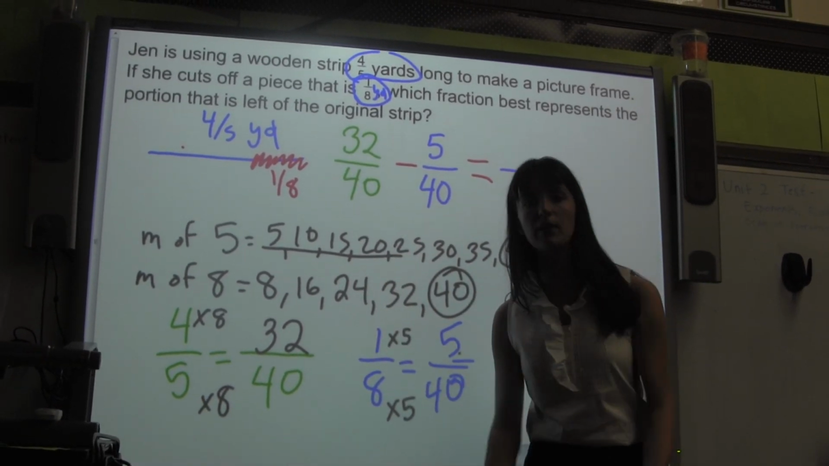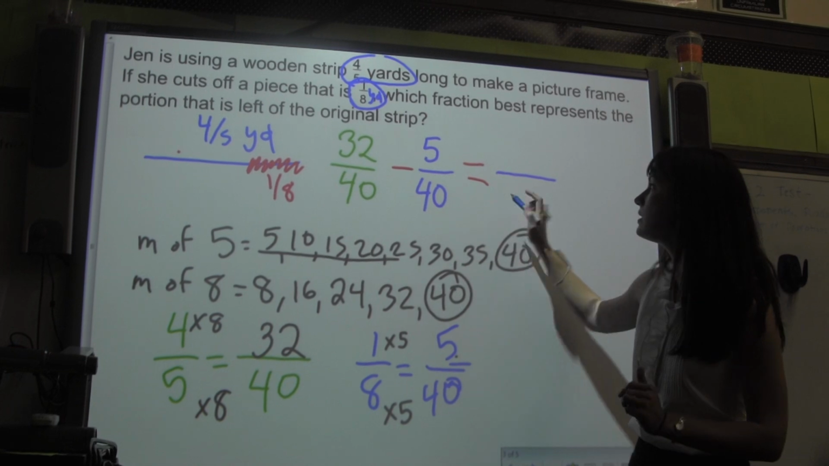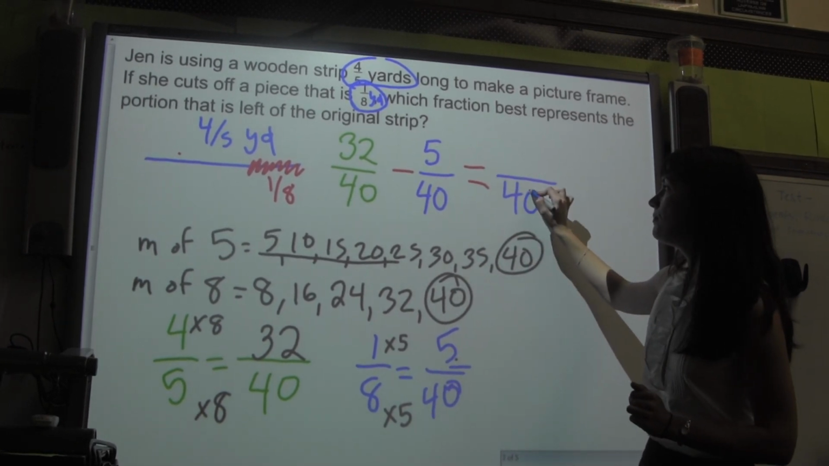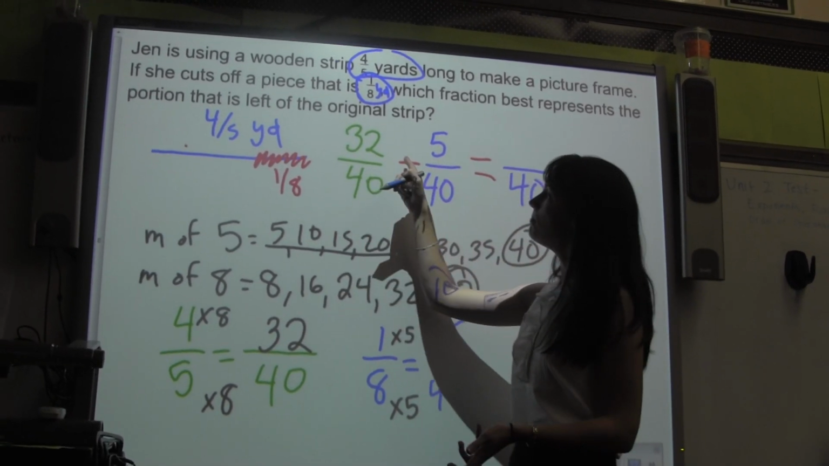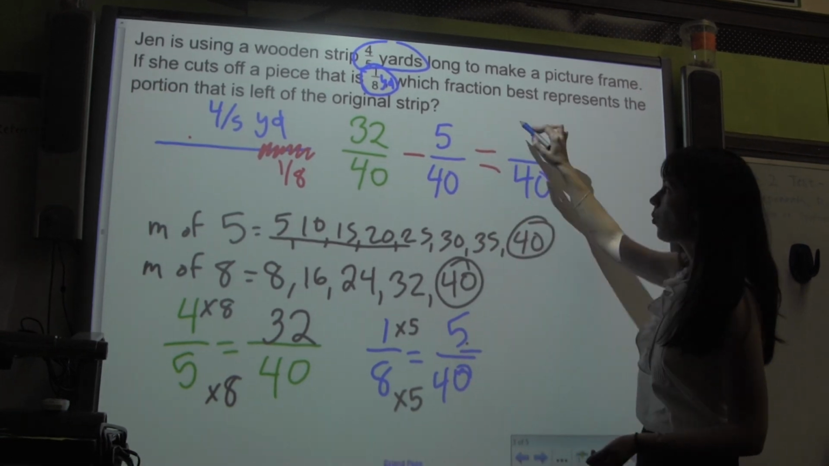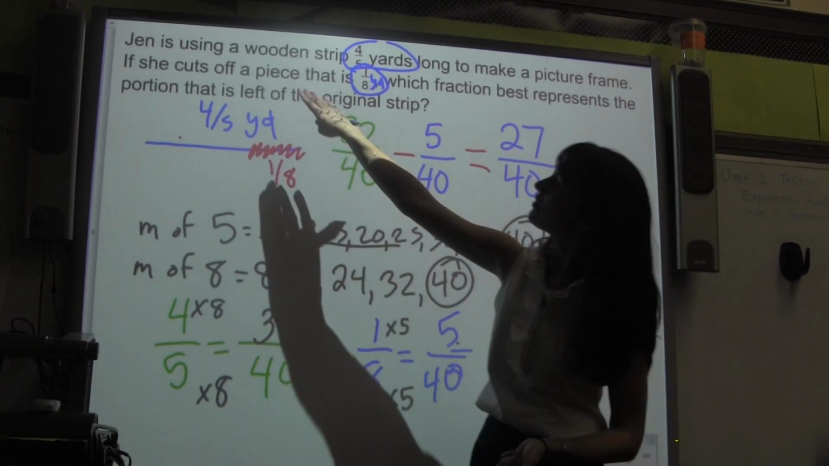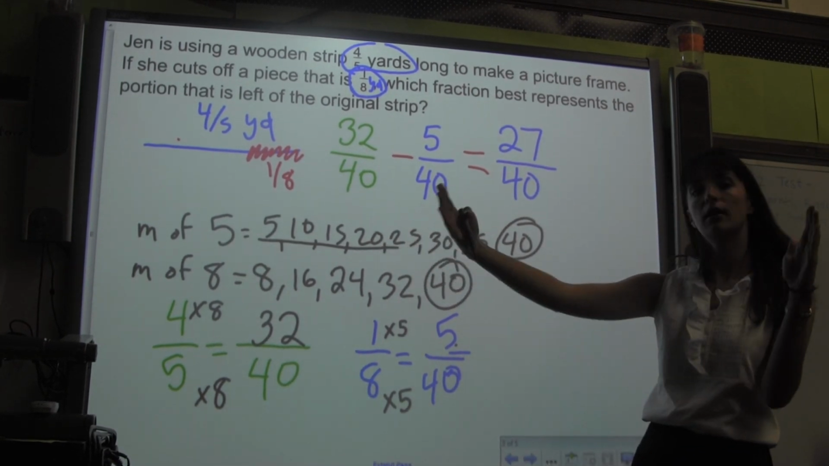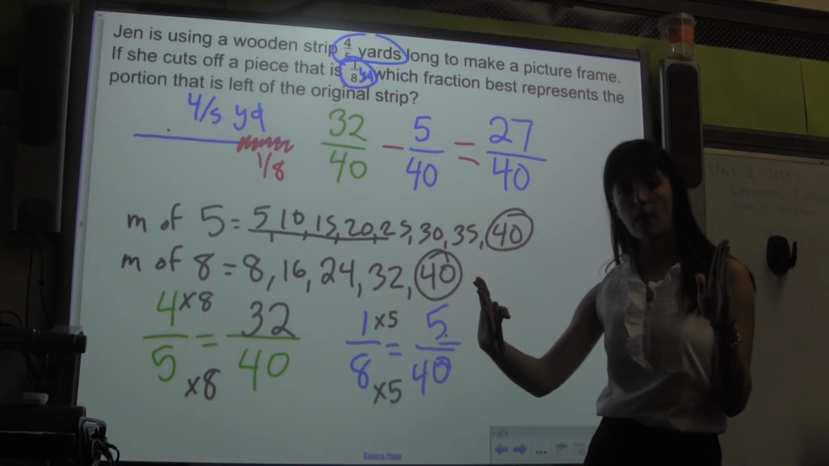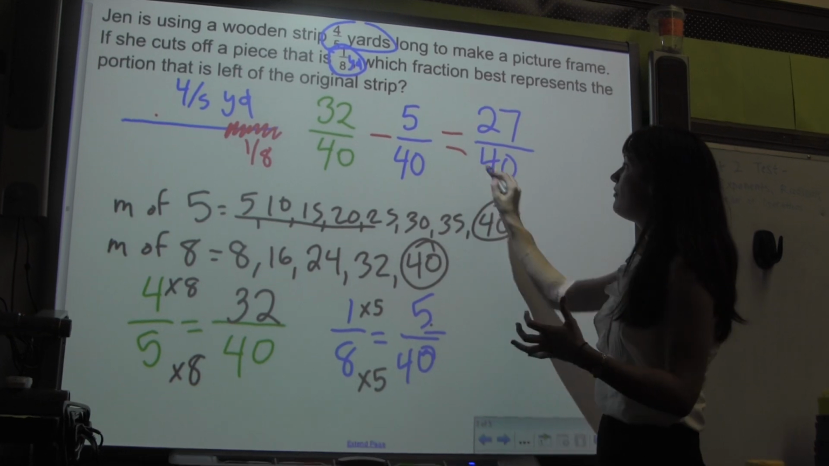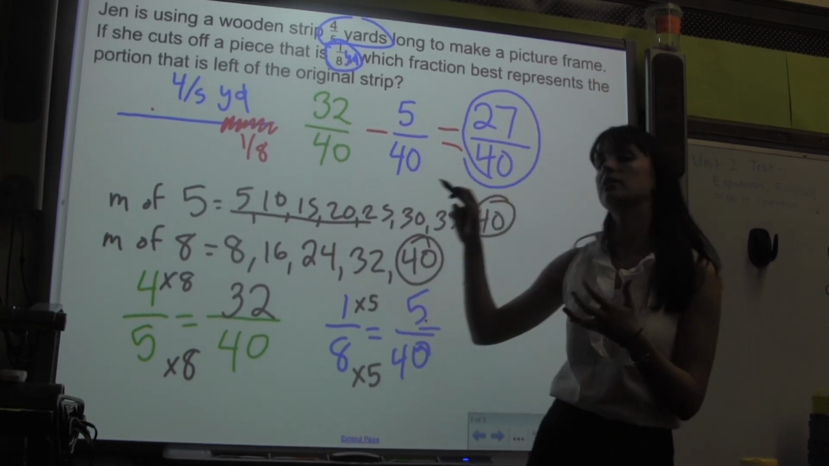Once again, I did all that work to get that denominator. It just tells me the size of the pieces. I'm going to keep that. And I'm going to subtract 32 minus 5. That's 27. And I've got here my difference. If I had a 4/5 of a yard long piece of wood and I took away 1/8 of a yard, I would be left with 27/40ths of a yard.